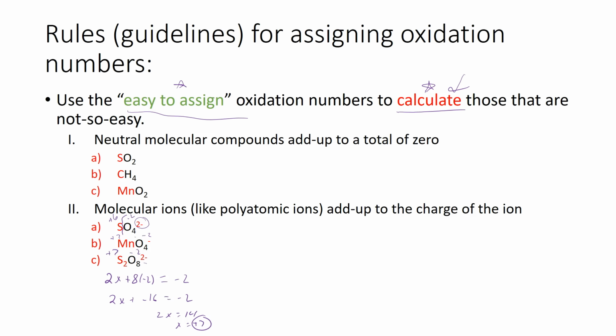All right. And that's the gist of how we do this. We take our easy to assign oxidation numbers. We use those to calculate those that are not so easy. And we set our variables equal to whatever the charge of our molecule is. If it's neutral, we set it equal to 0. If it has a charge, we set it equal to charge.